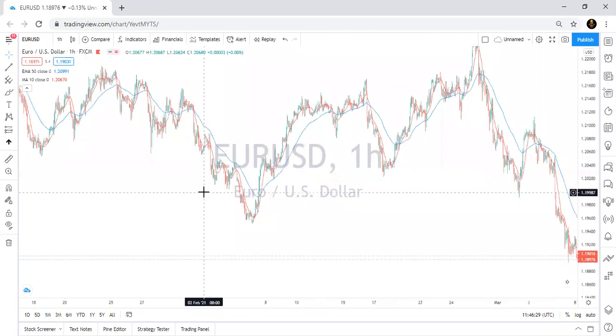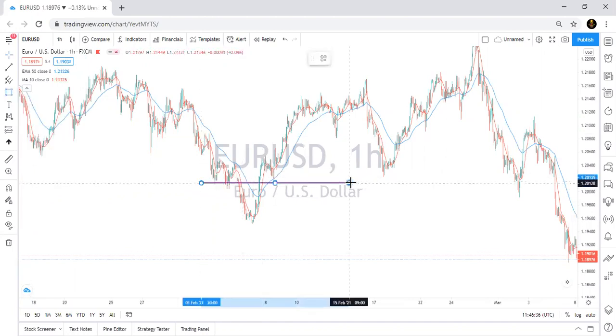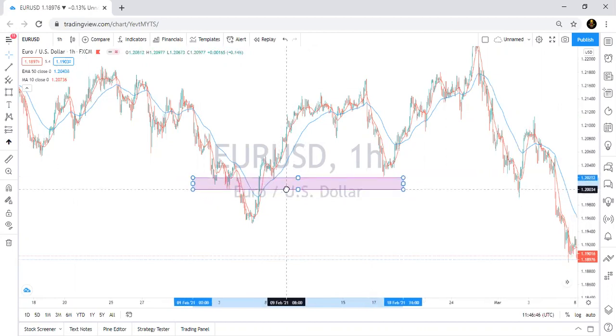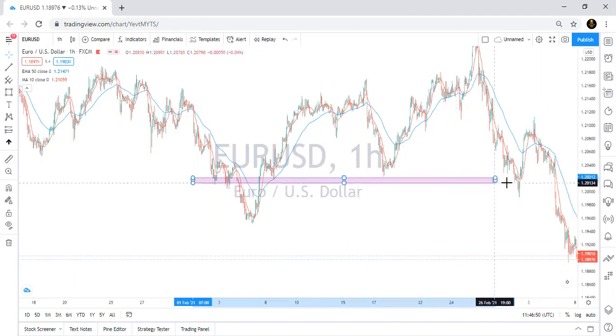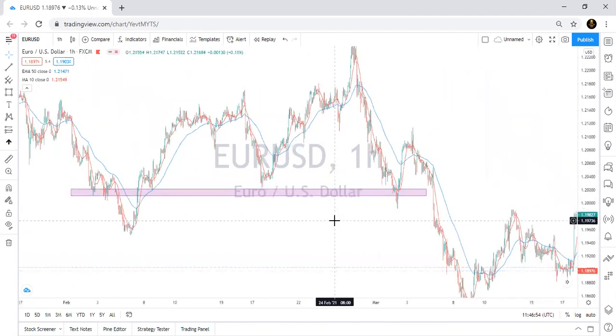The thing is like this. As you guys can see, this is a support zone. This is a support area. Yes, this is the support area.